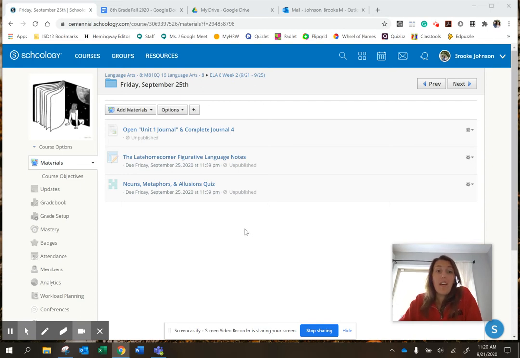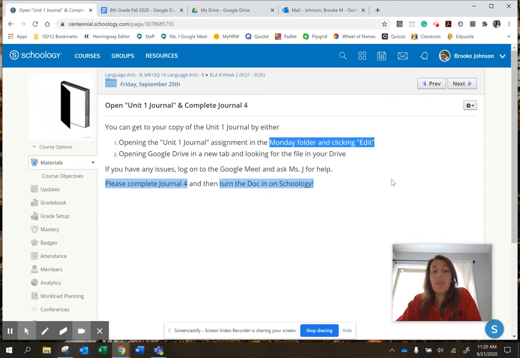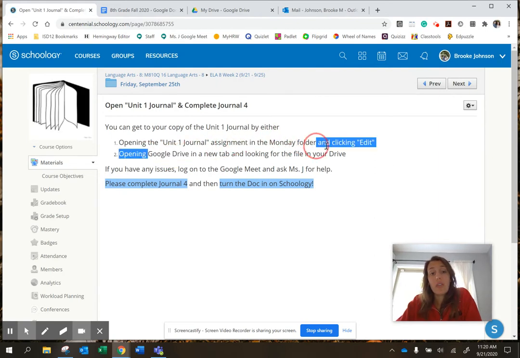Good morning. So today you have three things that I need you to work on. First thing is opening your Unit 1 journal and completing journal number 4. So again, you can get to that by going in the Monday folder and clicking edit on that Unit 1 journal, or just look for it in your Google Drive.